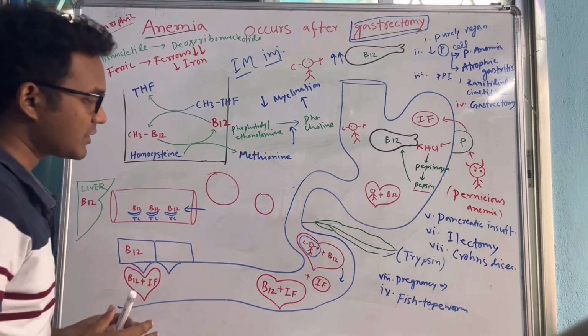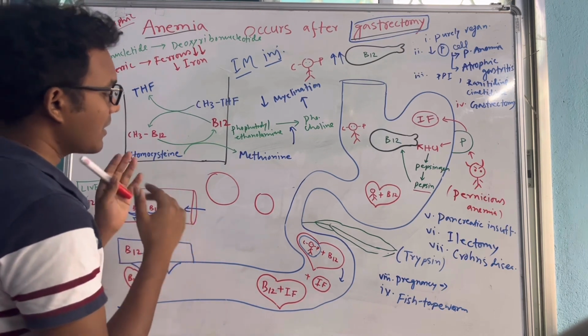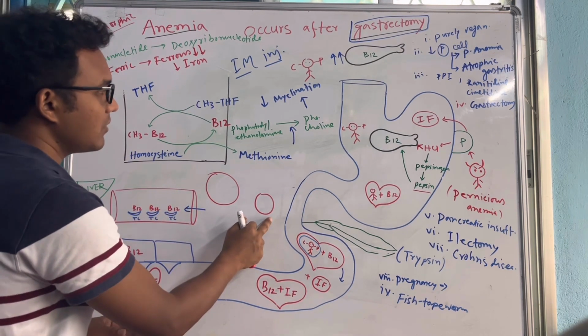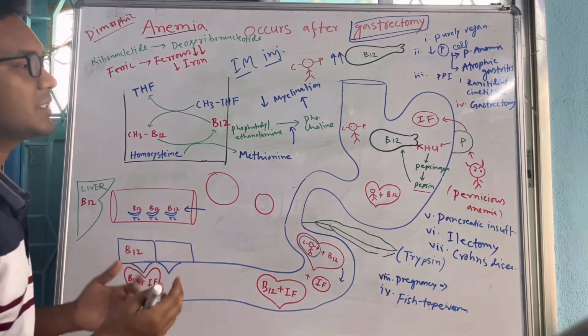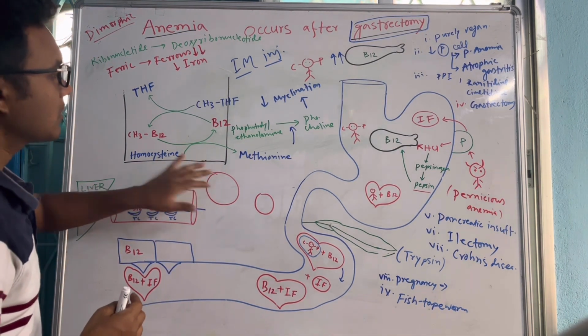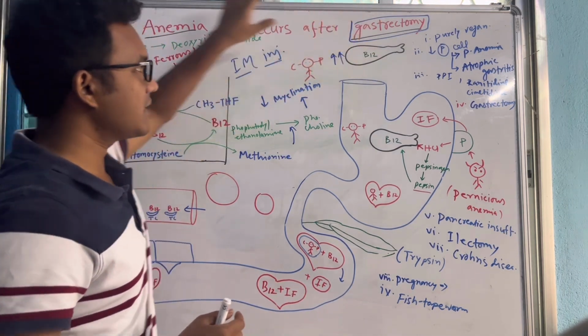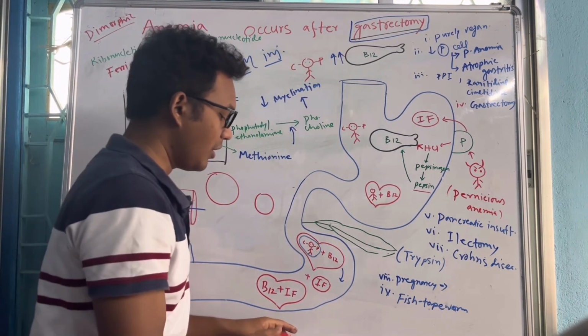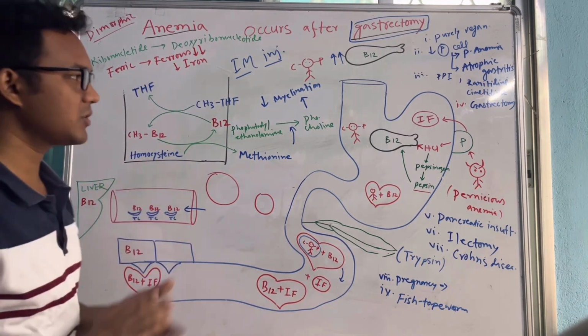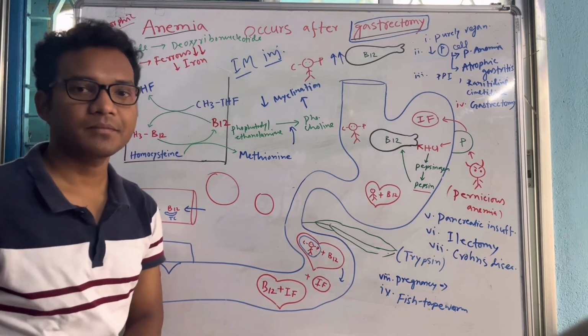So in the peripheral blood smear, two types of RBC we can see. One is the microcytic anemia we can observe, and we can see the megaloblastic RBC. So dimorphic anemia occurs after gastrectomy. If it is asked, you have to write all this. Okay, I think all the concepts regarding this I have cleared. Okay, thank you.